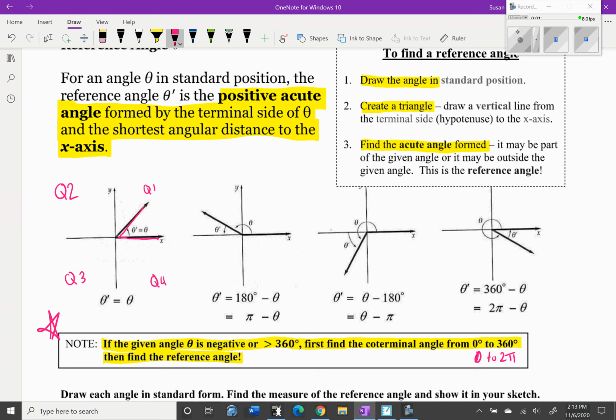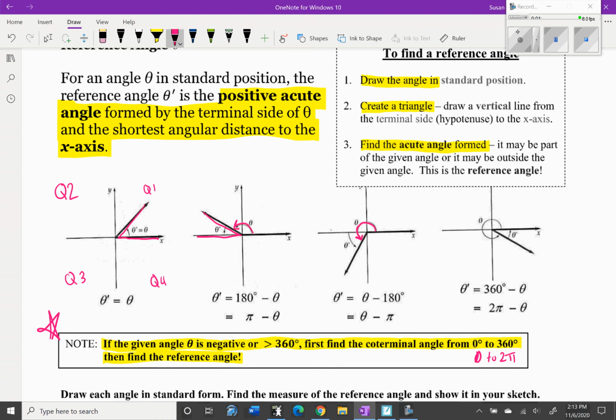If you're in quadrant 2 for your terminal side, such as in the second picture, we know that from here to here is the angle drawn in standard position. So the reference angle is going to be this angle right here. So how do we find that? If we're in the second quadrant, you do 180 degrees minus the given angle, or if you're using radians, pi minus the angle.